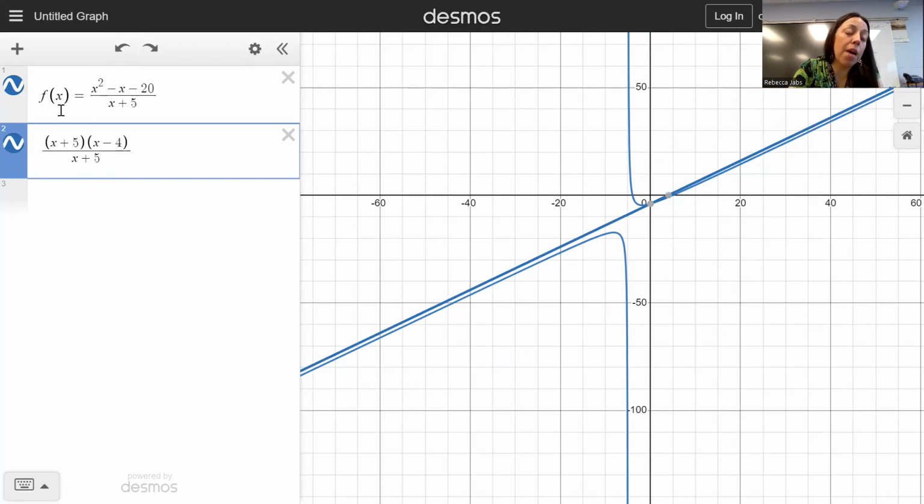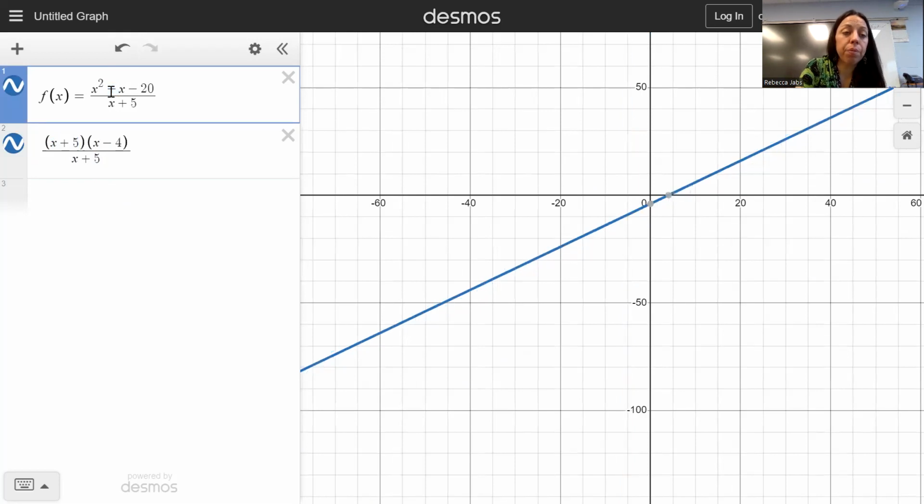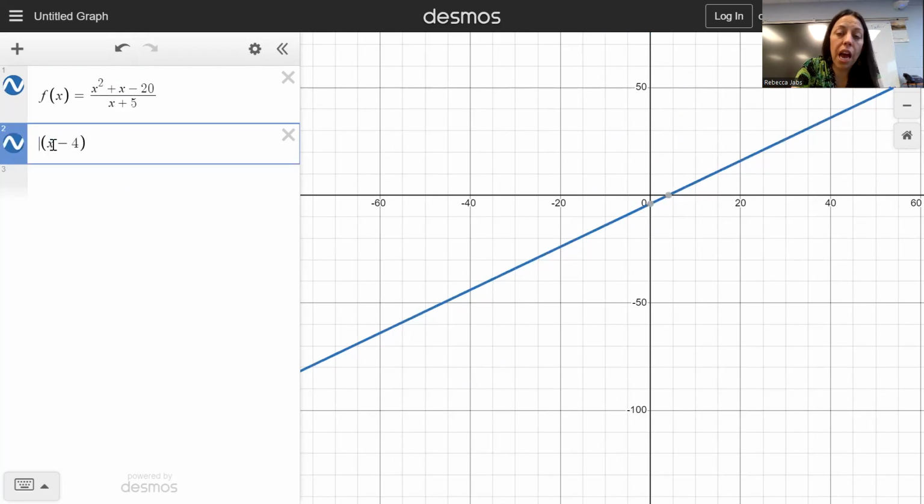This actually, and I apologize, you might be like, Miss Jebs, this is not how I factored it. I knew I wanted this binomial to cancel with this binomial. So I apologize. It's going to change the graph just a tiny bit. That should change to a plus. Okay. And now you notice those two graphs are the same. And if I take this away and that away, they are the same.